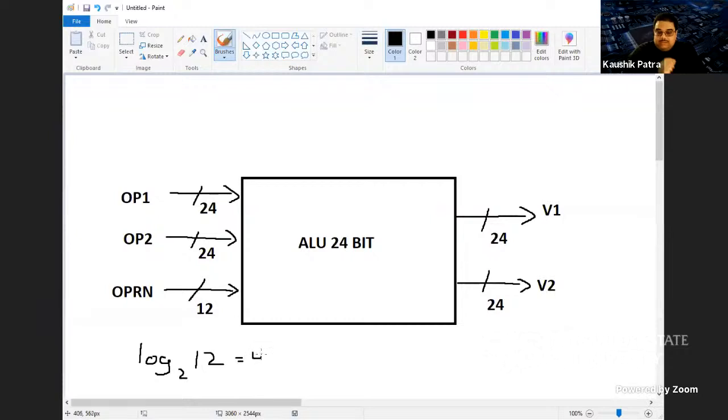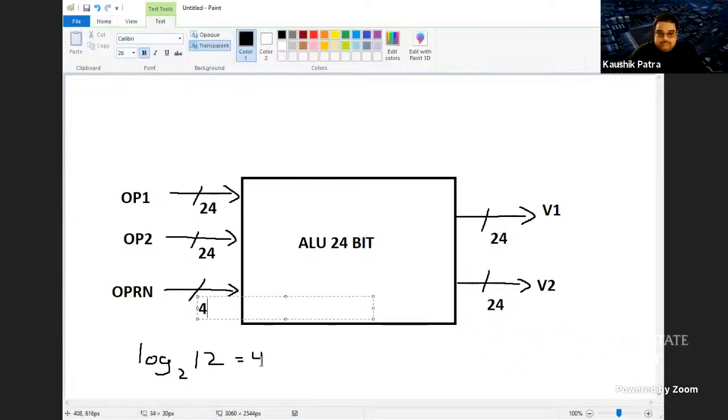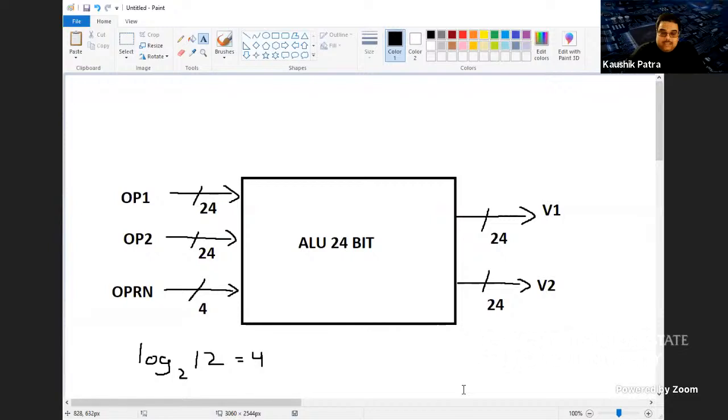Exactly. Log base 2 of 12 is basically 3 point something, but we take the ceiling value, which is 4, and that many bits we need for the operation bus. So can you change that 12 to now 4? Yeah. That would be our optimal solution. Exactly. Thank you very much.